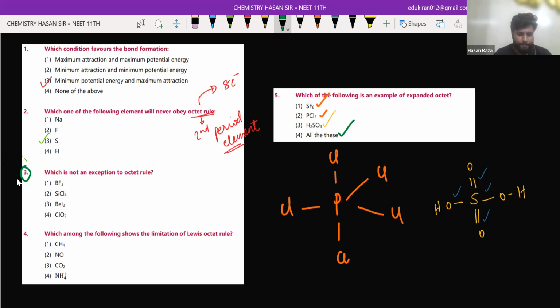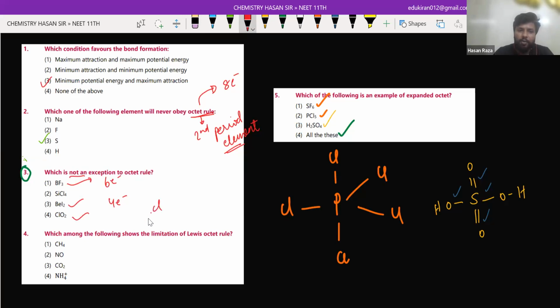So I don't know the third one. The third one is saying which one is an exception to the octet rule. Octet rule means basically 8 electrons in the outermost shell. Okay, not an option, not an exception. BF3 makes 3 bonds, 6 electrons, so it is an exception. BeCl2 has 2 bonds, 4 electrons, it is also an exception.